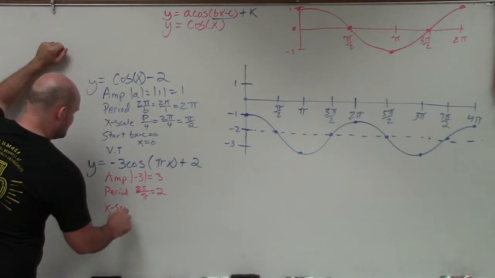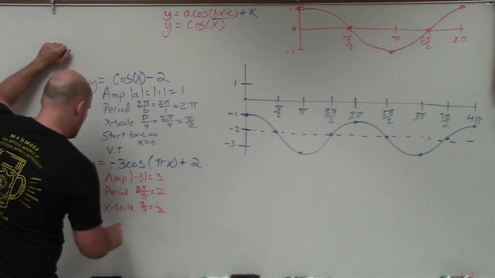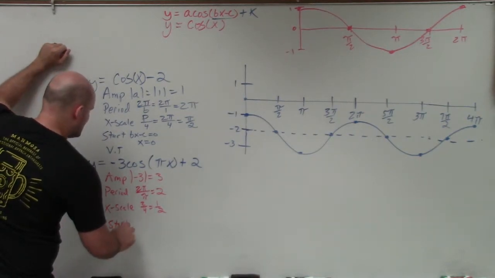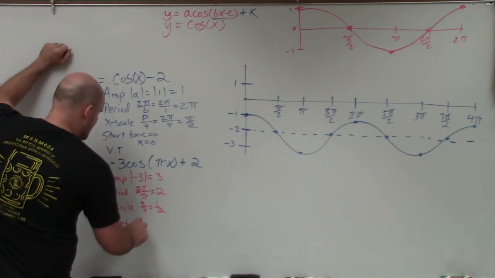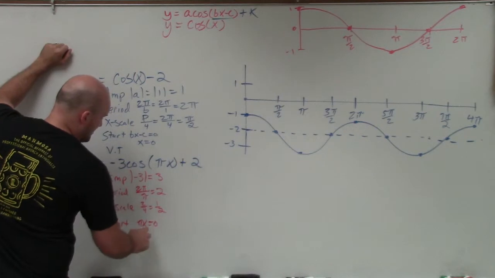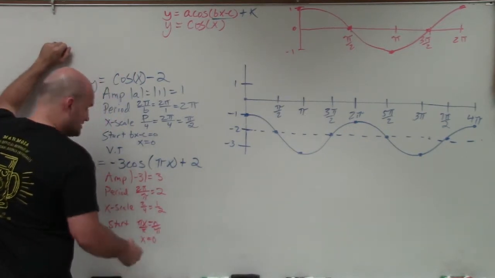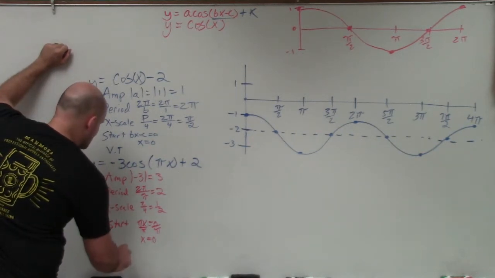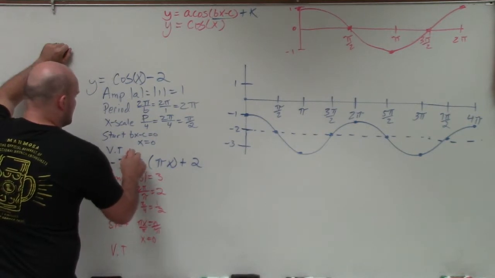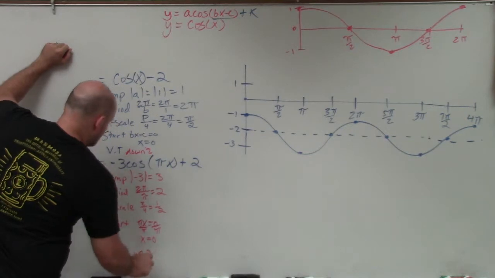Our x scale is going to be 2 divided by 4, which is 1/2. Our start, or basically our phase shift, is going to be pi x equals 0. Well, divide by pi on both sides. You get x equals 0. So we're going to start at 0 here. And then our vertical translation, you can see, is going to be, oh, this one I didn't write in there, down 2. Well, in this one, we're going to go up 2.